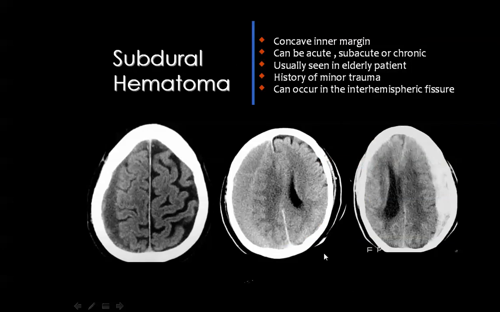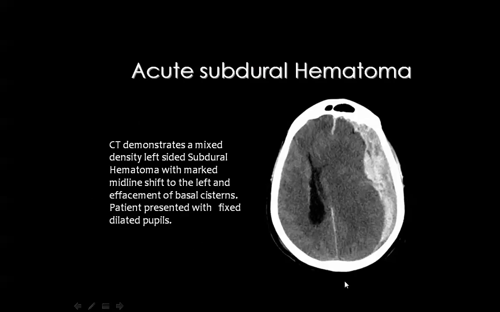But the subdural hematoma occurs in a wide space. It can be acute, like this one, or subacute, like this one, or a chronic hematoma, like this one. Then the subdural hematoma has a concave inner margin. It can be acute, subacute, or chronic. It may be seen in elderly patients with a history of minor trauma, and it can also occur in the interhemispheric fissure.